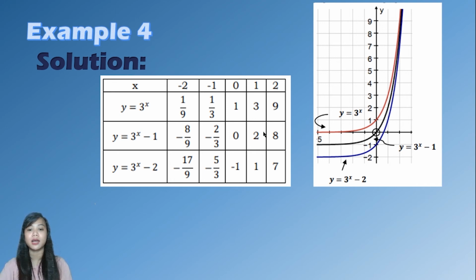For the second graph, y equals 3 raised to x minus 1, we have this black curve. If we plot negative 2 to positive 2 and negative 8 over 9 to positive 8, this will be the curve. And for the last graph, we have the blue curve for y equals 3 raised to x minus 2. So this is your graph if you plot it.